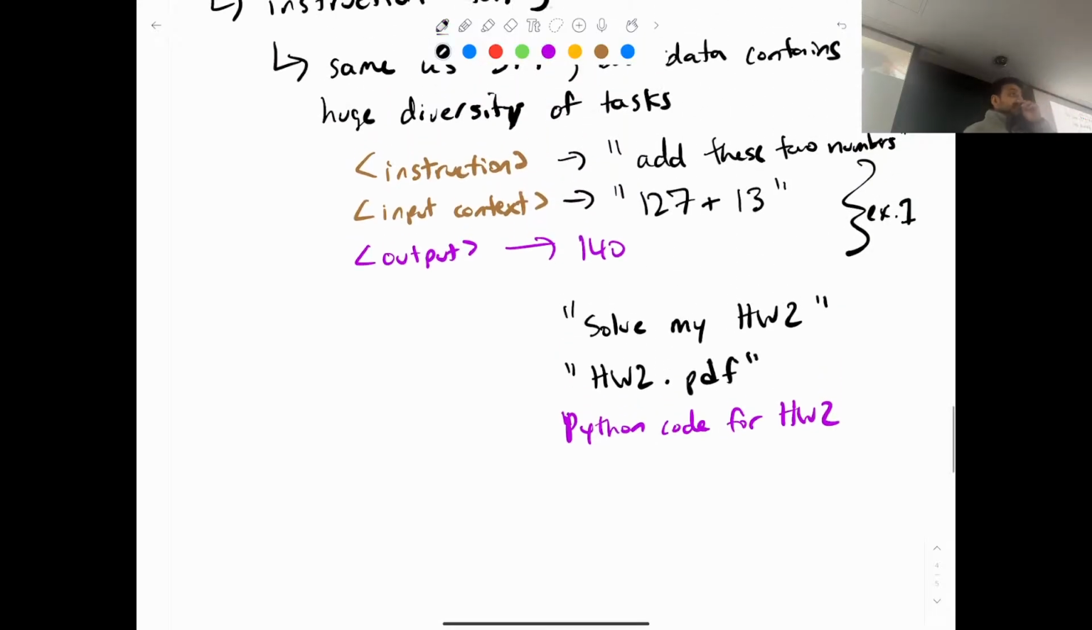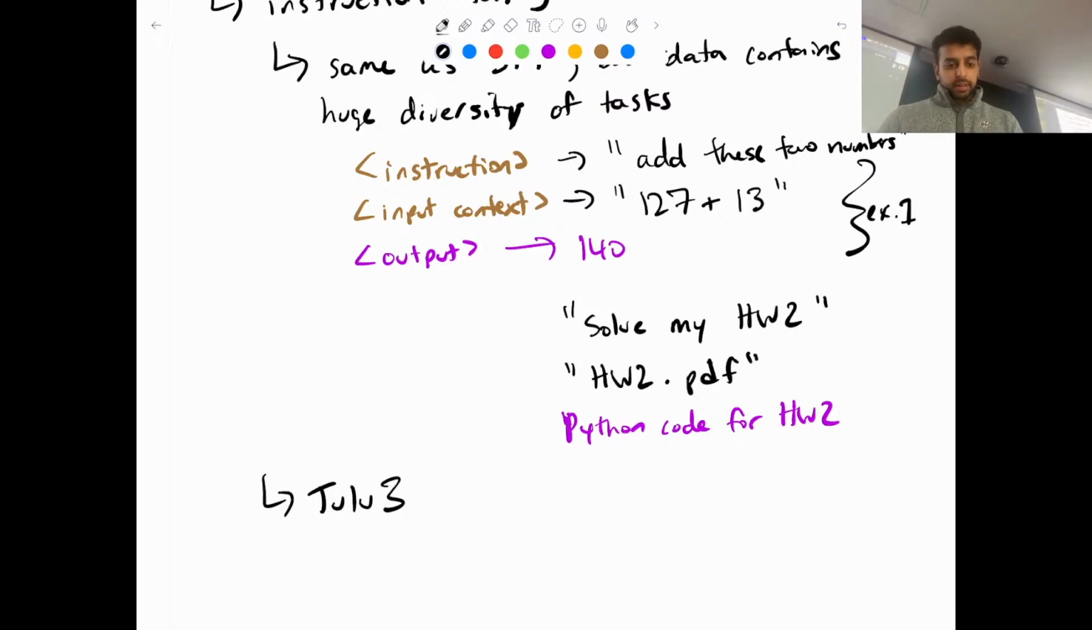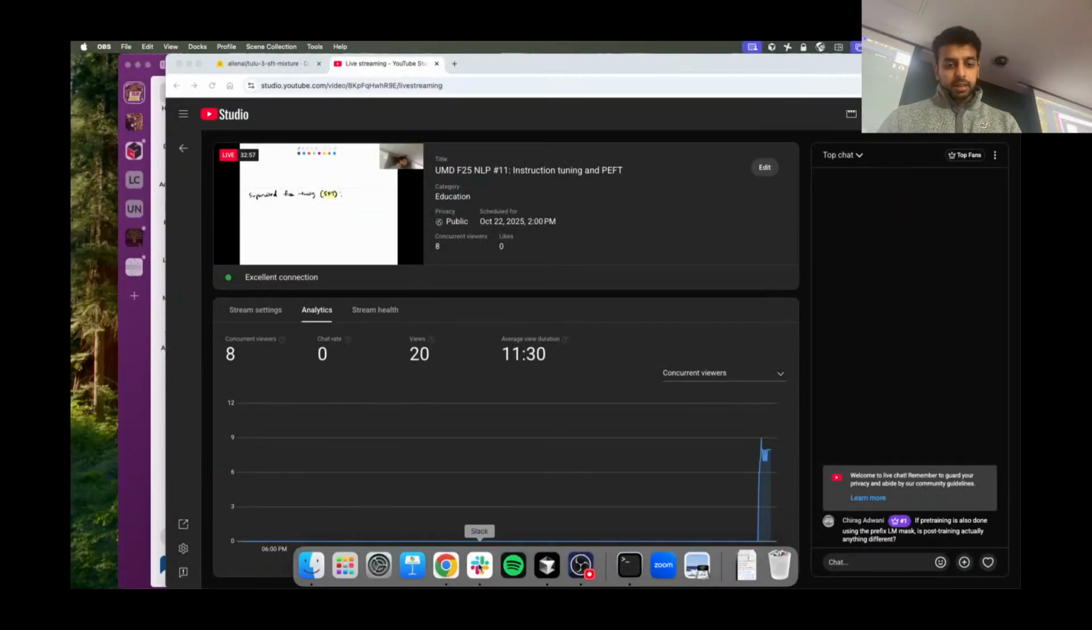There are many instruction following data sets. If you're interested in doing instruction tuning, you can go to Hugging Face and look for data sets that include a bunch of instructions. One very large one put out by the Allen Institute is called Tulu3. It's got about 1 million of these instruction following examples. I wanted to show that really quickly, so let me do that.